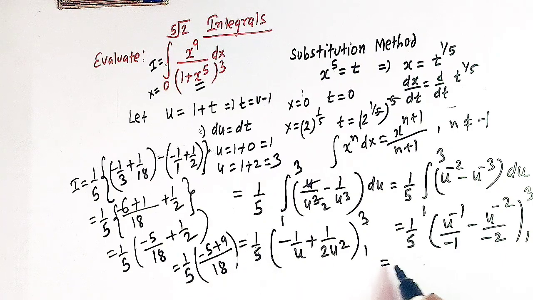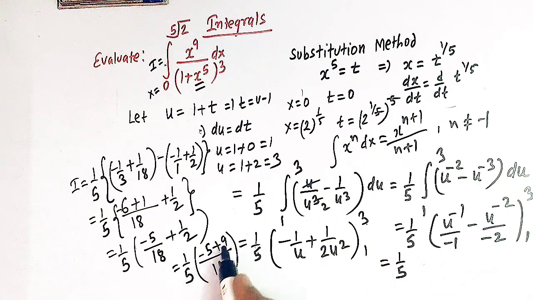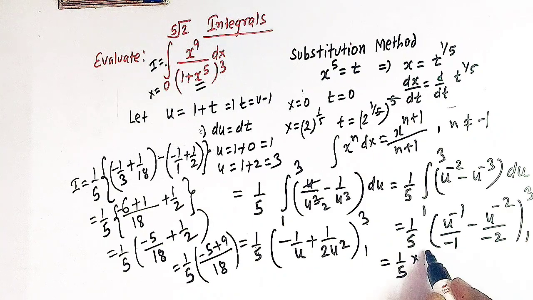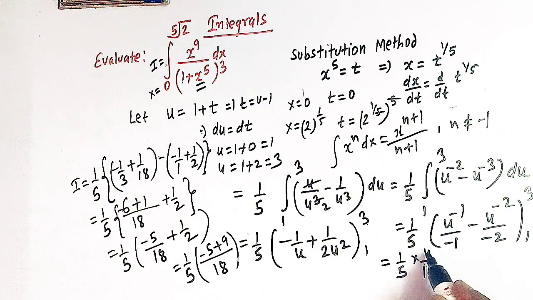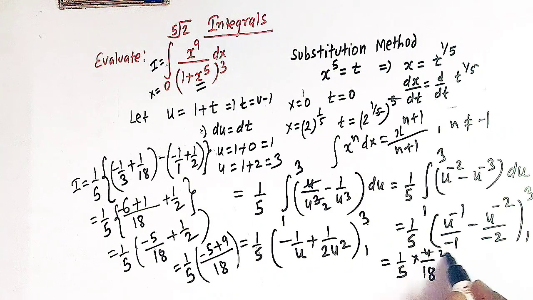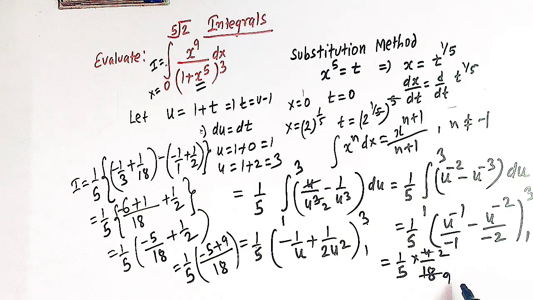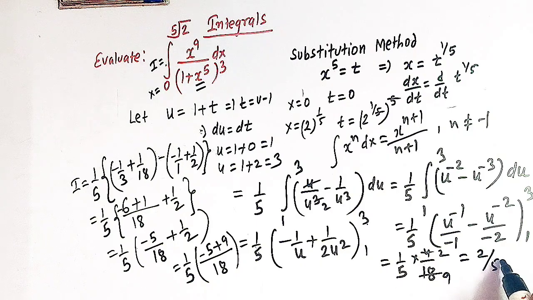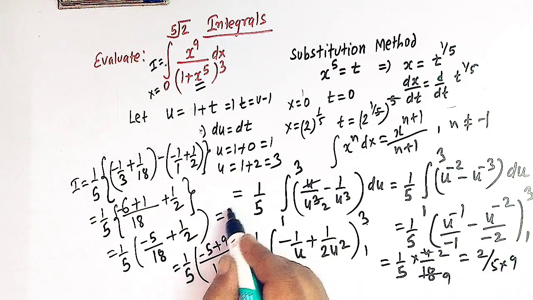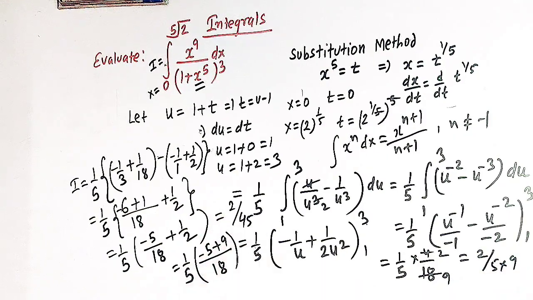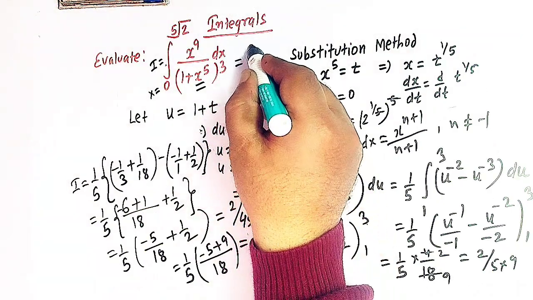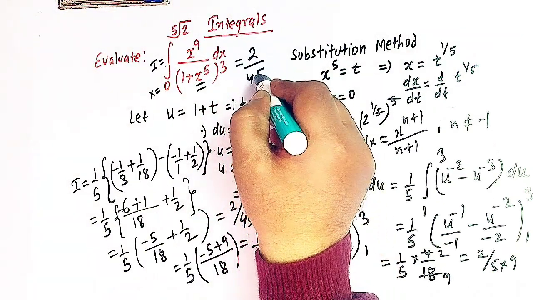So we can now write 9 minus 5 is 4, 4 over 18. So this is 2 times 2 is 4, 2 times 9 is 18. So we have 2 over 5 times 9, that is 2 over 45, right? So viewers, the value of this integral is equal to 2 over 45.